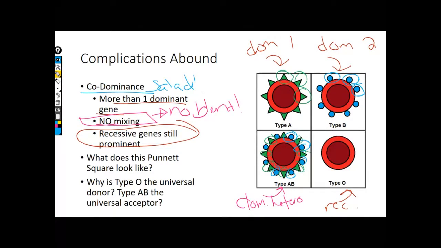So we're also going to have more phenotypes usually. We can use all of these things to help us realize the difference between incomplete and codominance. That's going to help us a lot. Any questions about the definition?